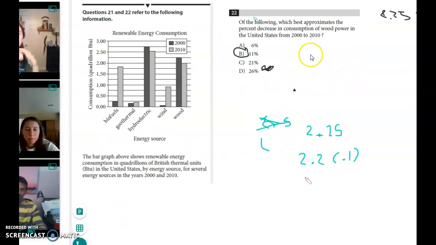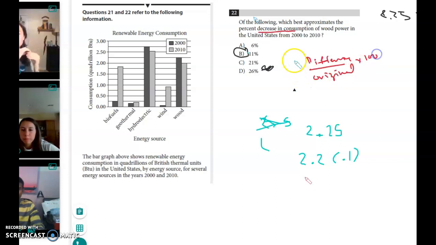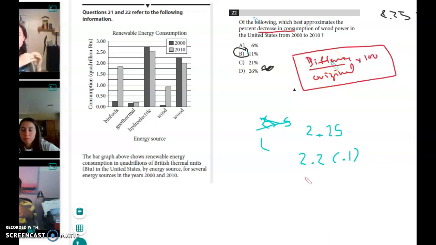So whenever the question talks about the percent increase or decrease, the formula is the difference over the original times 100. So this is the increase percentage or the decrease percentage. Okay, you need to find the difference. How much is the difference from 2010 to 2020?